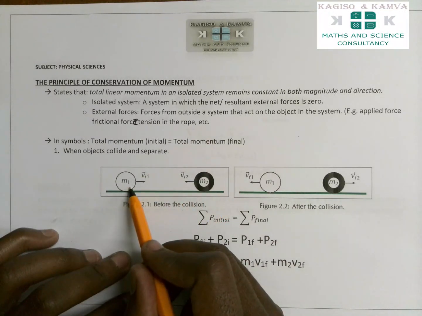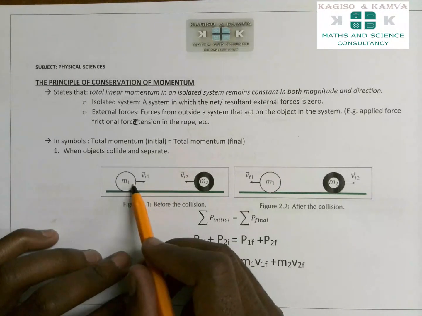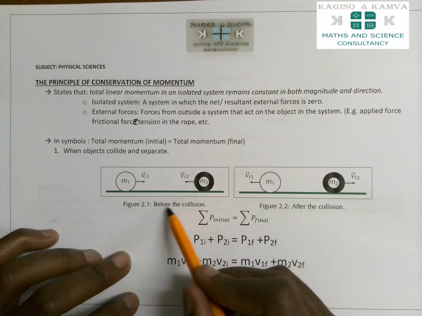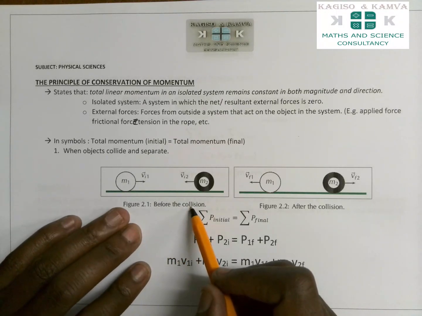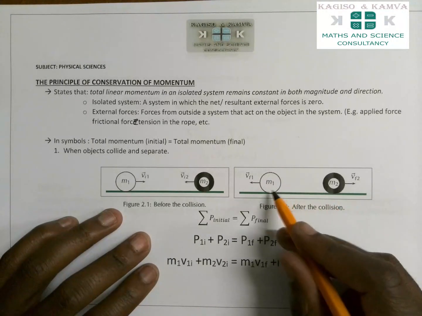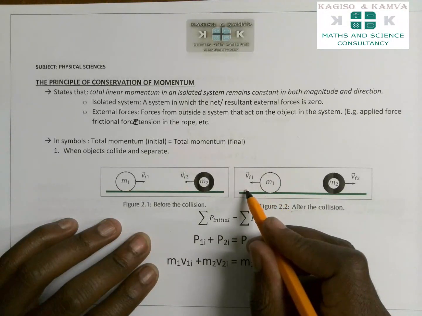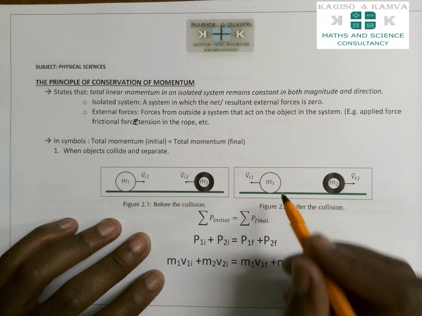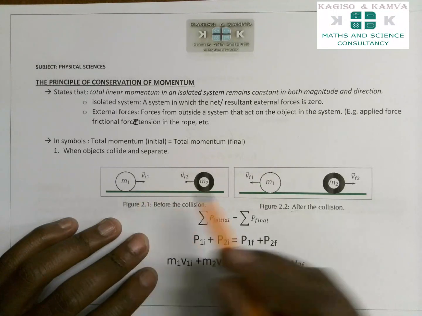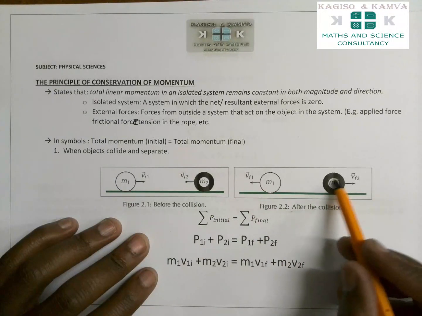Object 1 has got mass 1 and it's moving at velocity initial 1. So this has got what? Has got a momentum. This object also has what? Has a momentum. Okay, this is before the collision. Now after the collision, the two objects move in opposite directions. So it means this mass had a momentum initial and also has momentum final. This object has momentum initial and this one has momentum final.